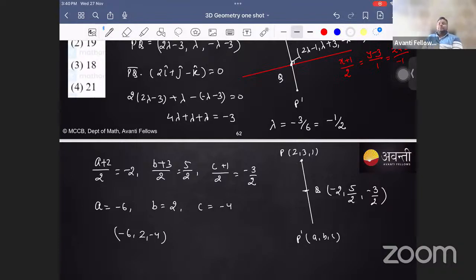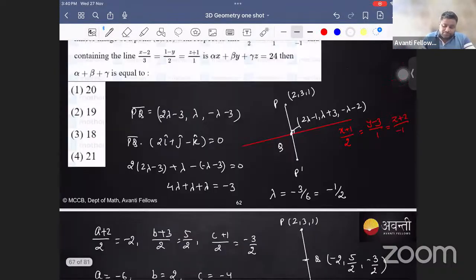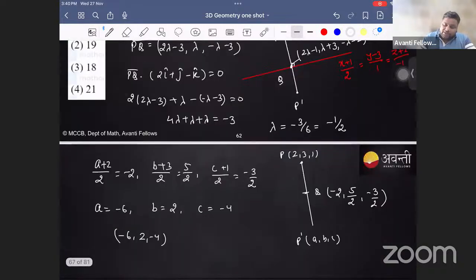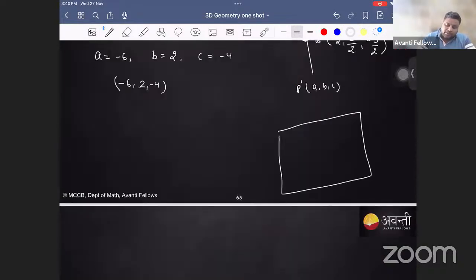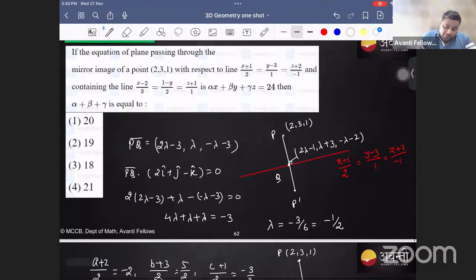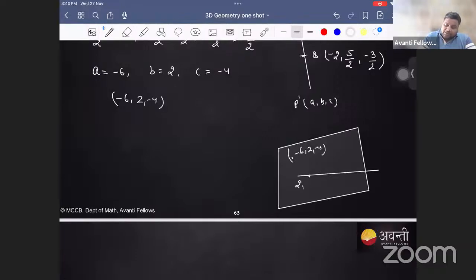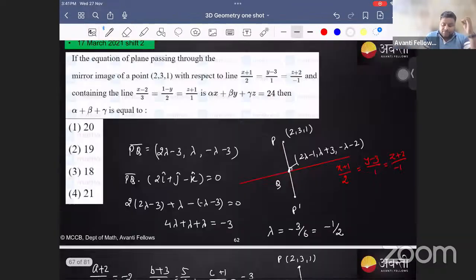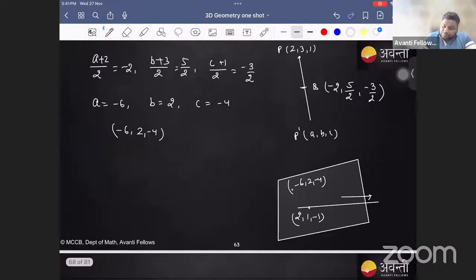All right, so the mirror image is (-6, 2, -4). Am I correct? Now you are required to find the equation of a plane. That plane contains the point (-6, 2, -4) and contains a line passing through (2, 1, -1) along the vector 3i cap minus 2j cap plus k cap.